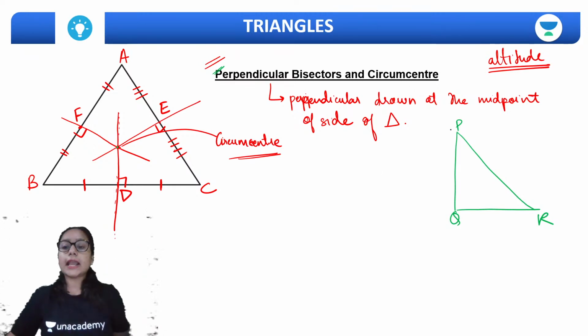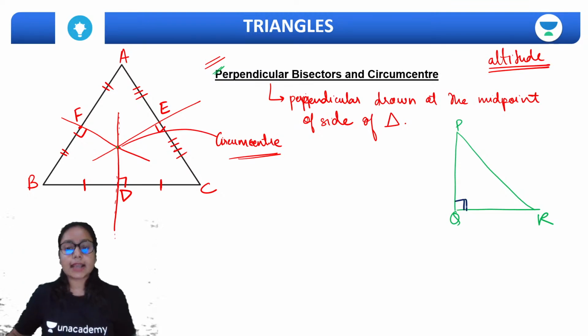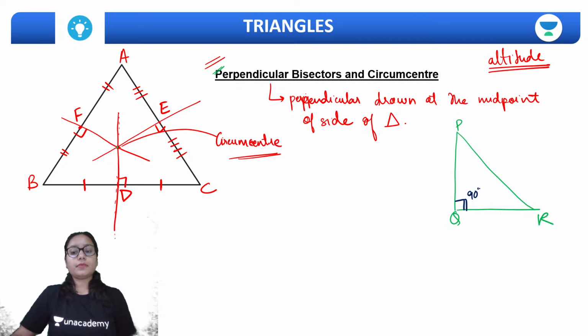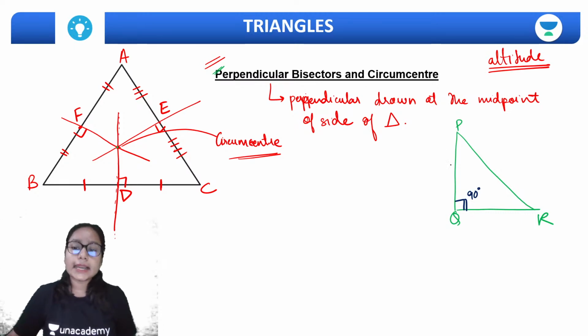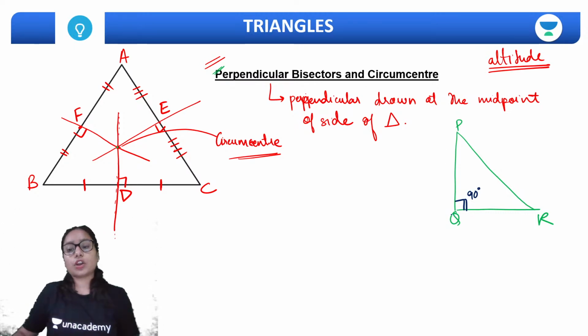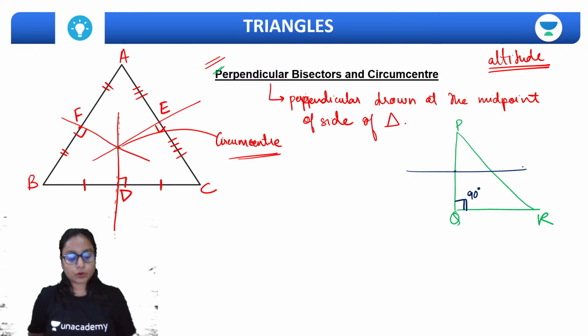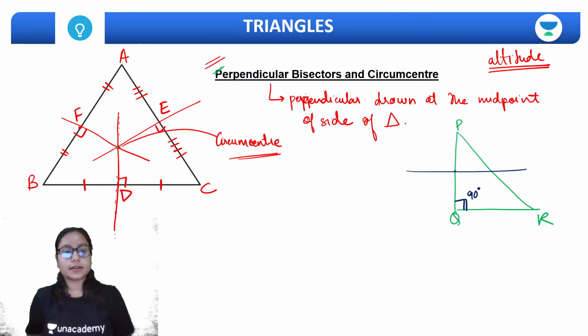Okay, I'll give you a hint. I will draw the perpendicular bisector of side PQ. Let us take this angle as 90 degrees. Right angle triangle. Let us draw the perpendicular bisector of PQ. So the midpoint will be here and perpendicular at this point like this. Okay, this is the perpendicular bisector.